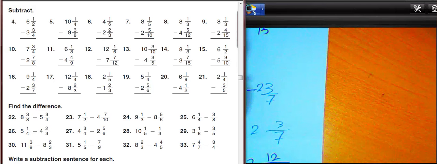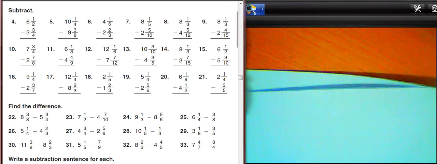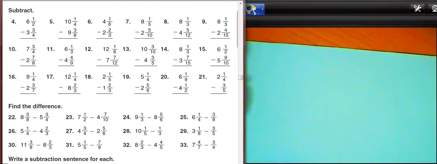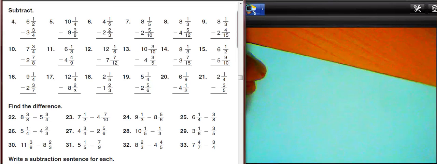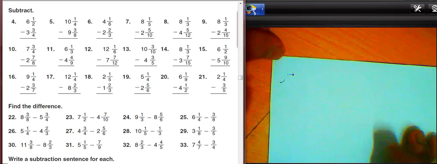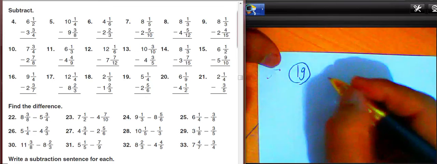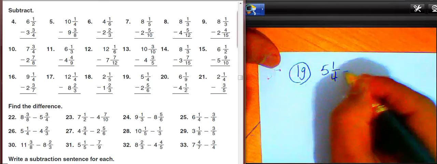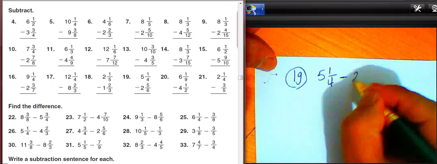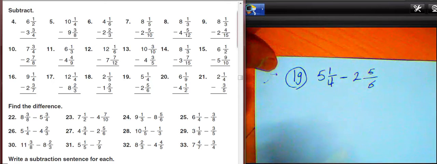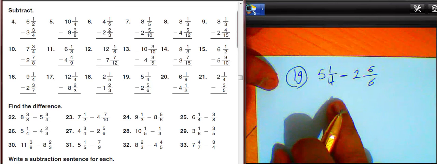What about question 19? Question 19. Okay, question 19. We'll solve it here. Look at this example. 5 and 4. Subtract 2 and 5 over 6. We know 6 and 4, the least common multiple of them will be 12.